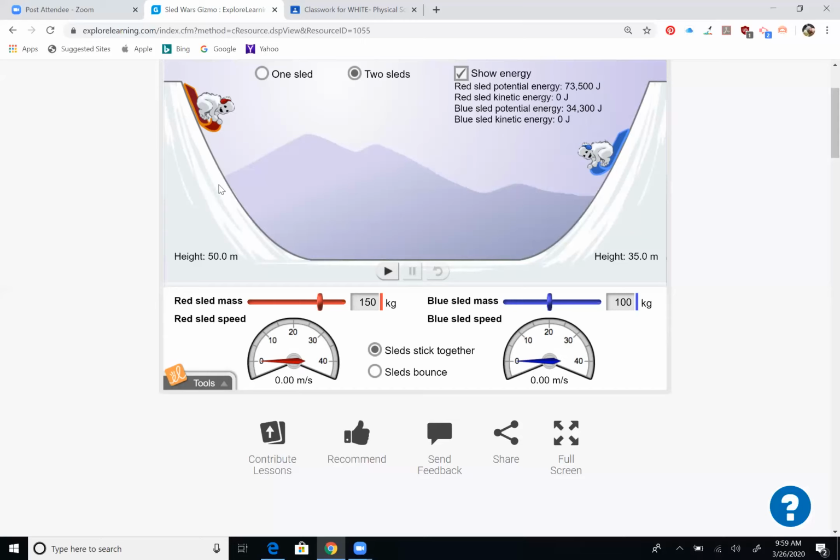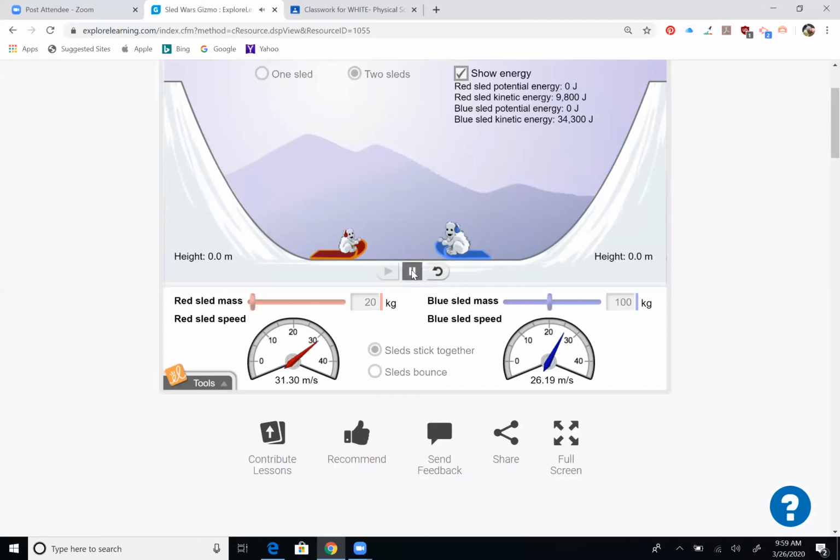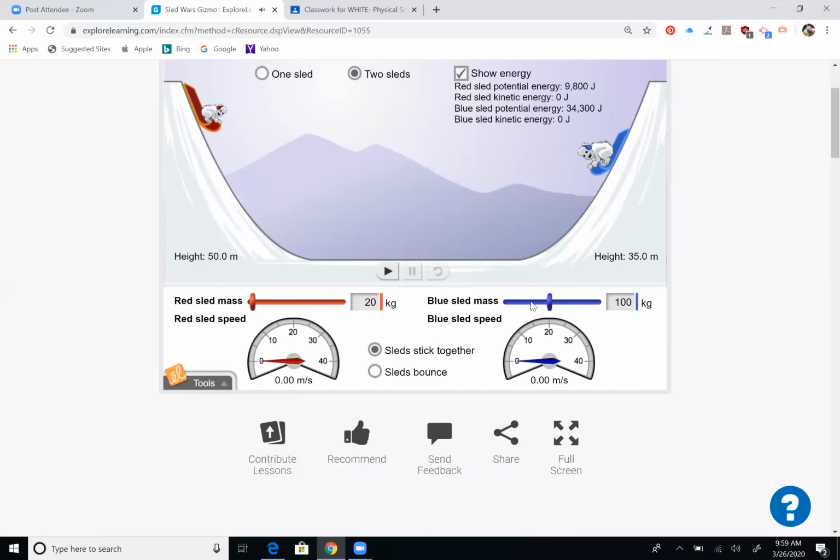The red sled mass is 20 kilograms. So we want to play it to see what the speed and momentum is. Oh, I didn't change the blue. Sorry, I'm going to reset it again. So blue should be at 100, but down at 10.